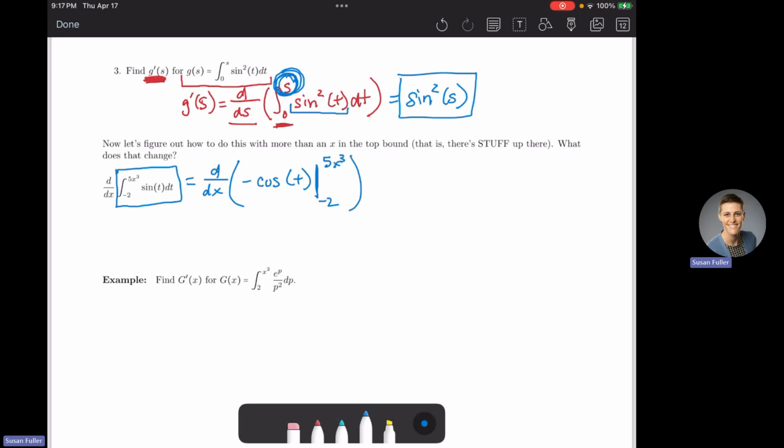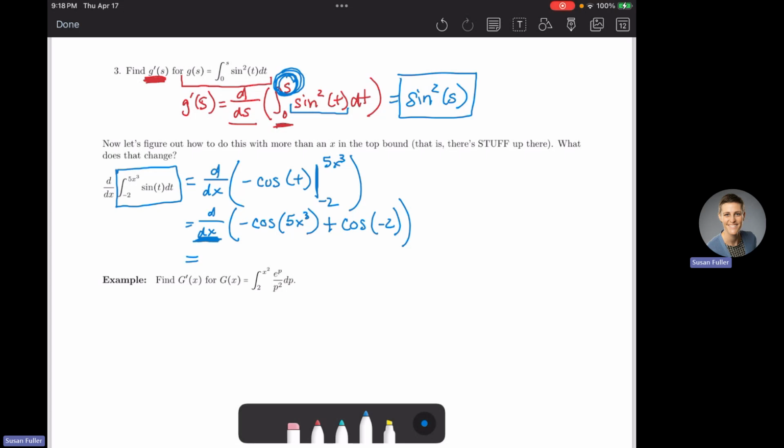And now I'm going to plug those bounds in. And when I do that, I'm going to get negative cosine of 5x to the third minus negative cosine of negative 2. Are you okay if I do a minus a negative cosine? That's going to turn into plus the cosine of negative 2. Okay, I'm not going to bother simplifying this anymore. Now let's actually do the derivative part of this. We're going to take the derivative of each of these.